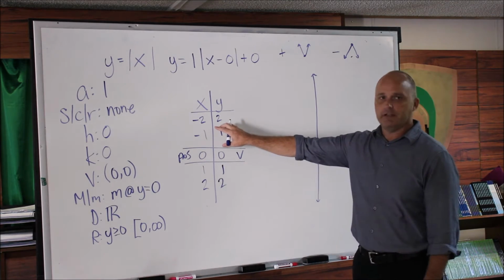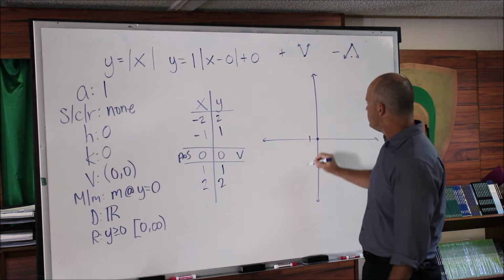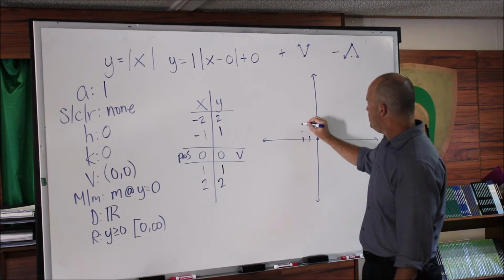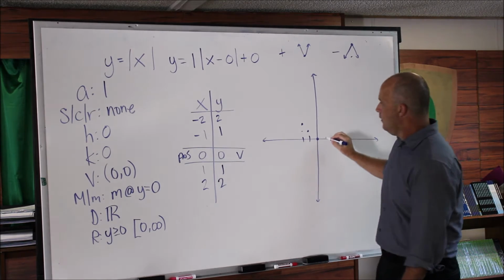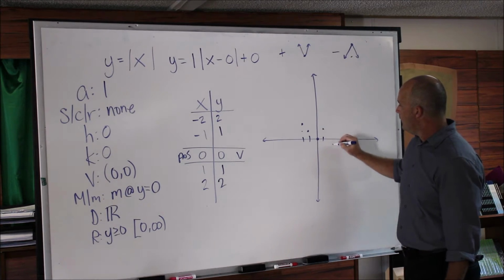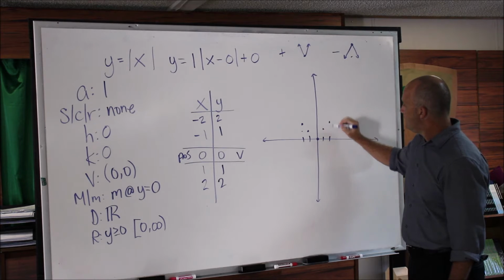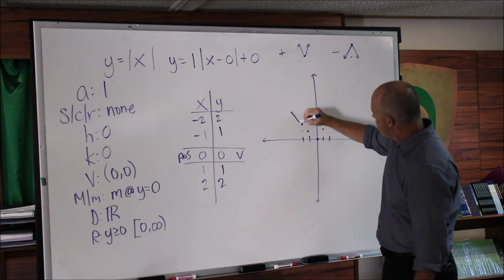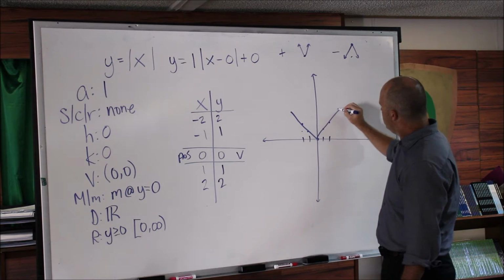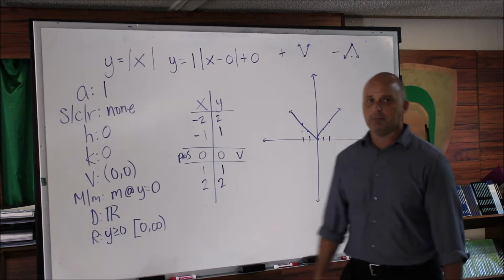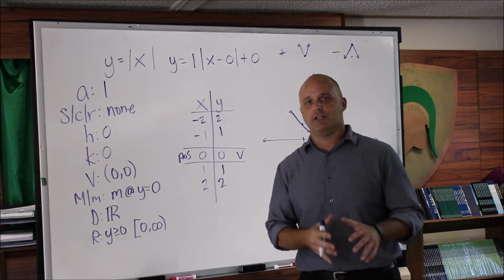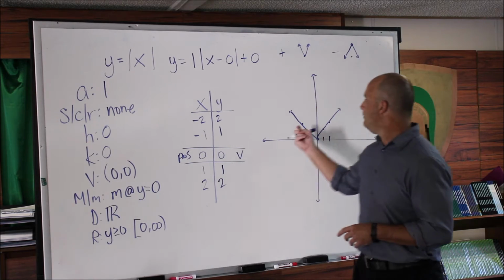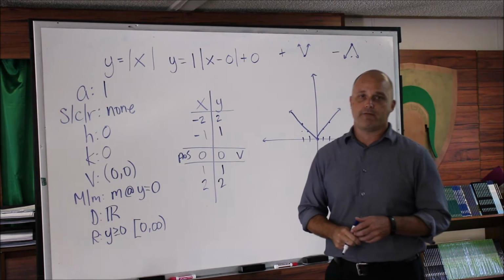Now all we do is take these and graph them. So -2 and then up 2, -1 and then up 1, 1 and then up 1, and then 2 and up 2. So we're going to go ahead and connect all those together, and you can see that we get this V shape, and that right there is going to be your parent function. Every translation that we do in this class is going to be based off of that graph right there.